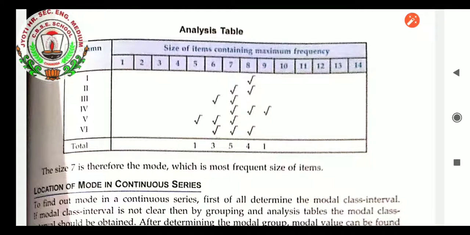So this is the grouping table. I hope you have understood. Just try. Once again I will be explaining in my next class.